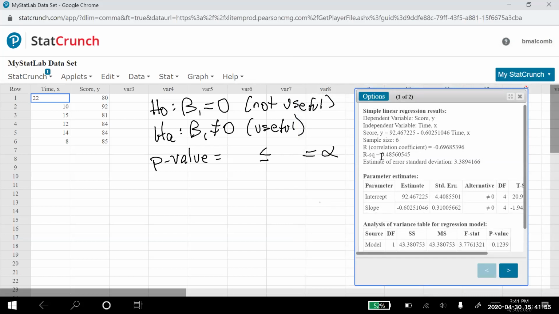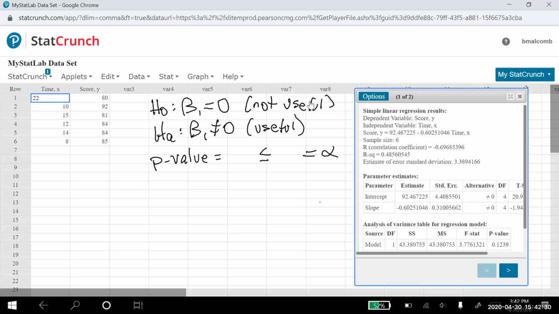And a couple things. Notice the R value, the correlation coefficient, was negative. It should be negative because the slope of that line was going down. And it's 0.69. So the points are kind of close to a line, but not too much. But the R squared, notice the R squared, 0.486 if we round that off. So 48.6% of the change in score is explained by the time studied. But it's negative. Study more, score less.